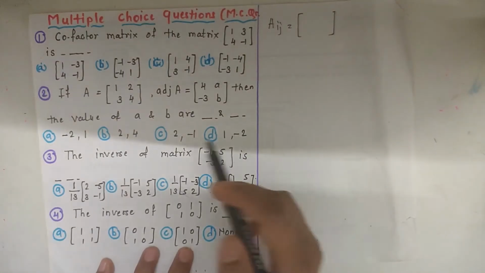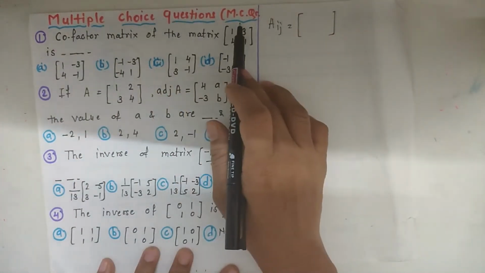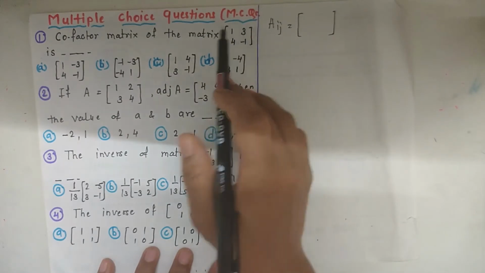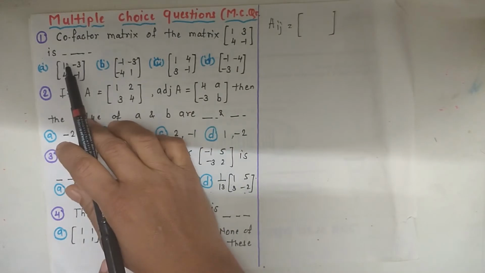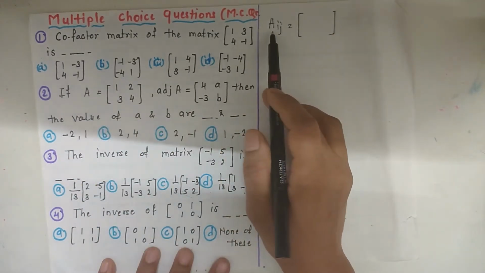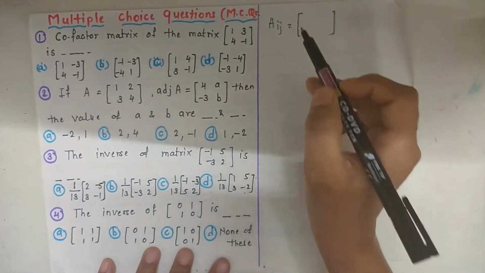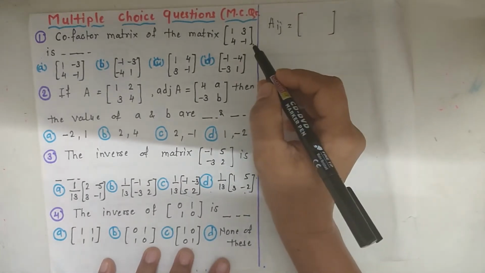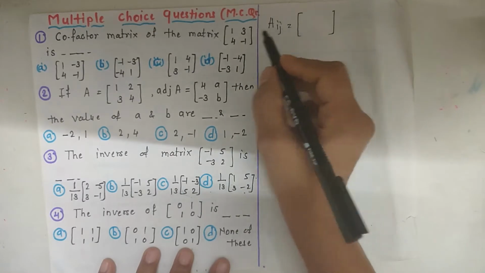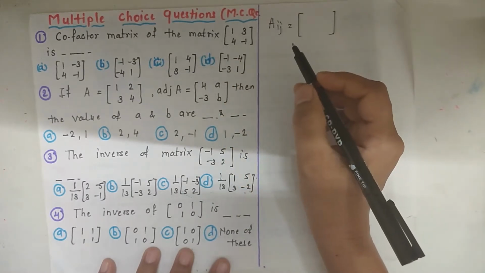In this video, we will solve some multiple choice questions, that is MCQ. Let's see the first MCQ. Cofactor matrix of this matrix is. Now cofactor matrix is denoted by Aij, and the elements in the cofactor matrix are the value of the determinant obtained by eliminating the row and column of that element.